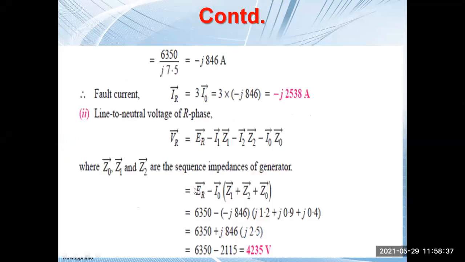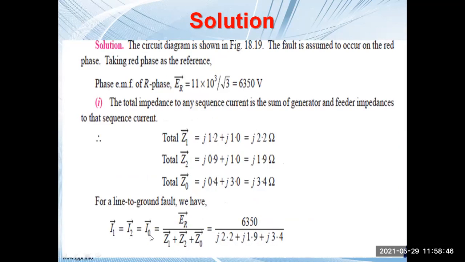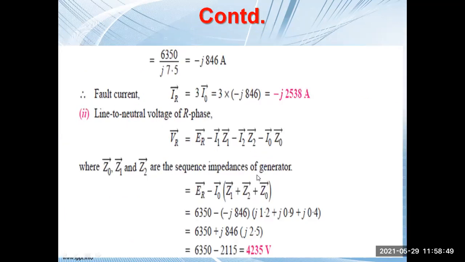Now the fault current will be IR equal to 3 times I0, because these all are equal. So the fault current will be 3 times I0. This we have actually calculated earlier, if you can remember. IR equal to 3 I0. So we'll substitute this I0, and 3 into I0 means whatever value we get, that will be your fault current.